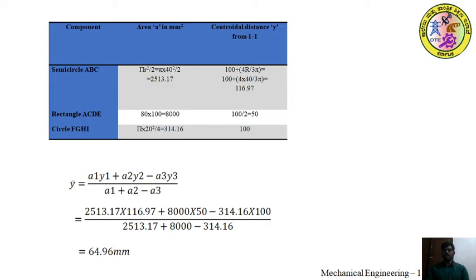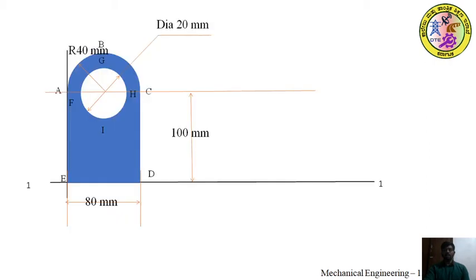Now for the rectangle ACDE, the value of y2 is equal to, we already know the formula, depth by 2. The depth of the rectangle is 100, so 100 by 2 is equal to 50 mm. Now for the circle, y3 is equal to 100 mm from the reference axis 1.